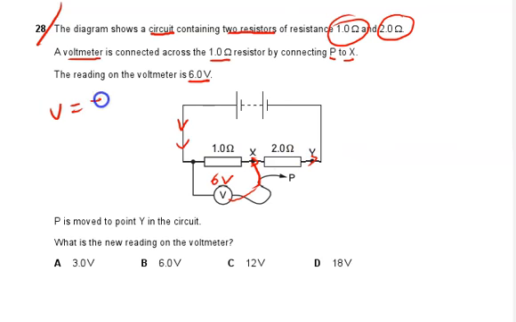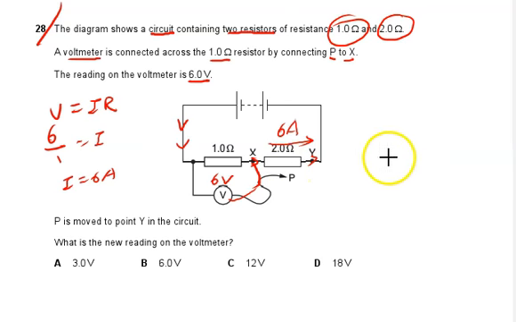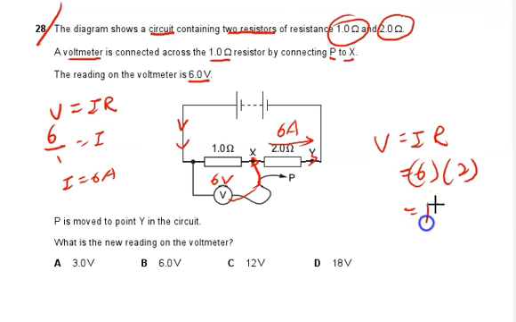So V equals to IR. V is 6 over the resistance, 1. So the current here is about 6 ampere. So the 6 ampere current is also moving across the 2 ohm resistance. So we apply the same formula again. 6 and the resistance is 2, which will give you about 12 watt. So your answer here is C.